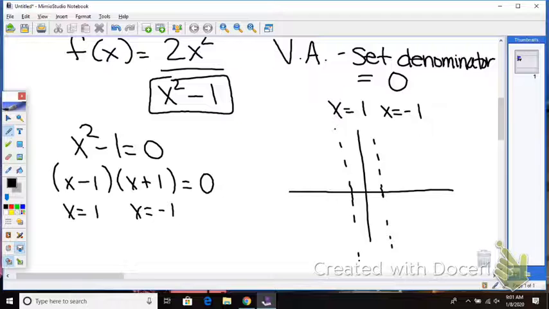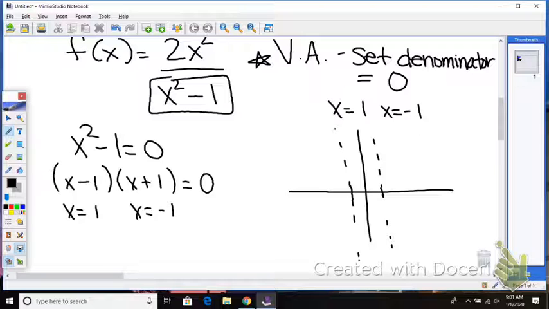So that's all you have to do to find vertical asymptote. And I'm going to do one more example of vertical, and then I'm going to go back and do horizontal for both of these. Because horizontal is different. Horizontal is not real mathy, it's just rules. 3 different rules you need to know.